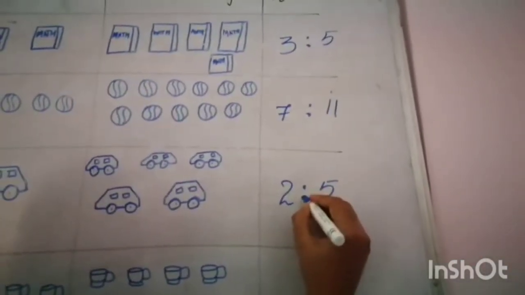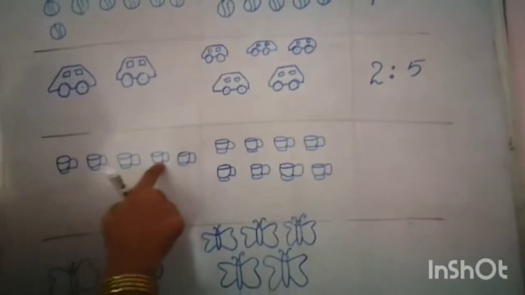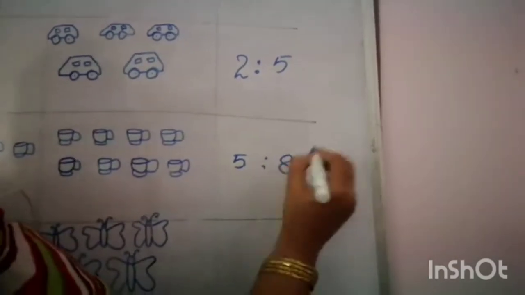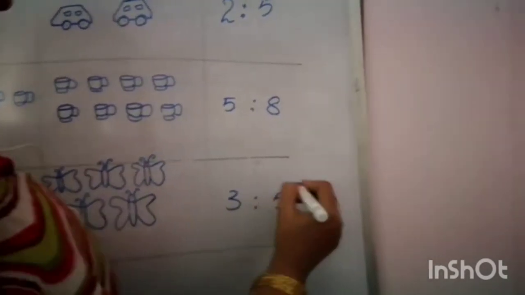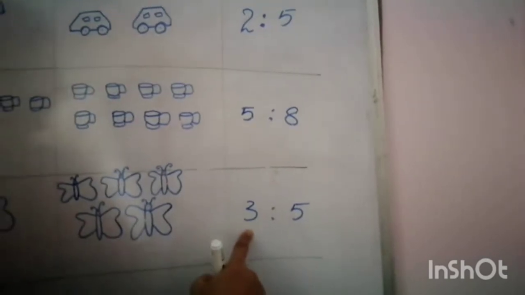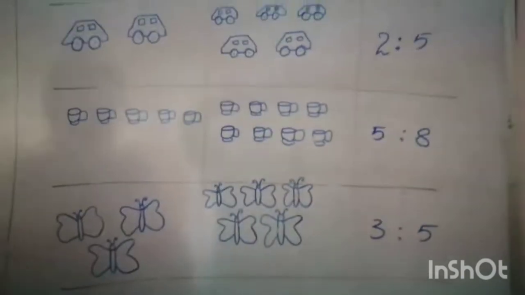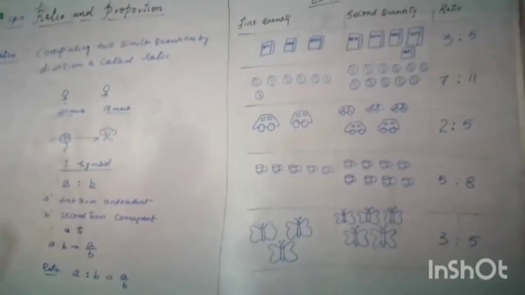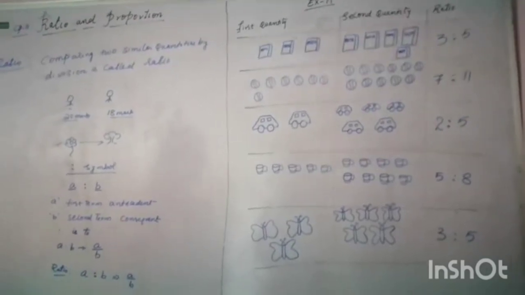2:5. So put the dots a little carefully. 5 ratio 8. Okay, children. 3 butterflies is the first quantity, the second quantity is 5. So in these two quantities, the first term is called antecedent and the second term is called consequent. Remember always, what is the definition of ratio? Comparing two same quantities by division is called ratio. I have given the explanation for exercise 1, question number 1, and we completed it. Go through the video attentively and complete the classwork.